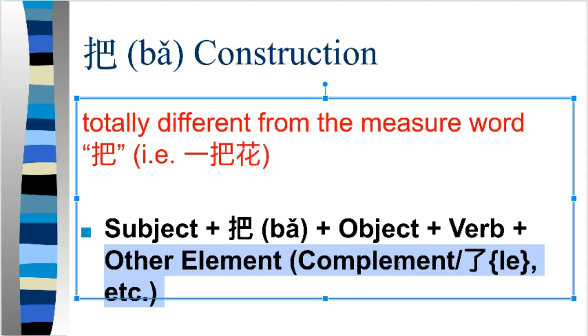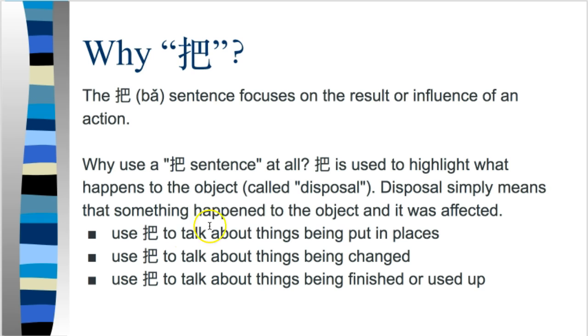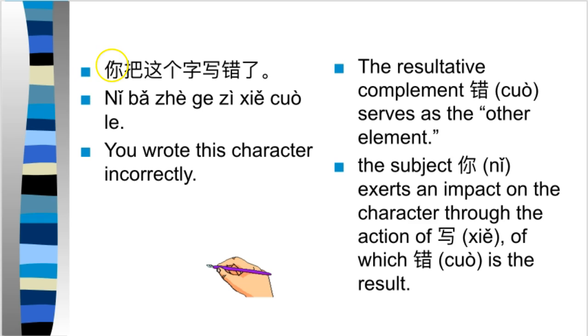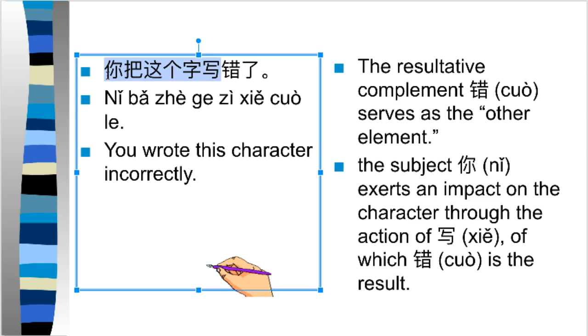What's the reason? Well, because the whole point of the 把 structure is to talk about what happened to the object. So it's not enough just to say there was an action done to the object. You have to explain what happened next. What was the result of that action? So with this sentence, 你把这个字写, you wrote the character and then, well, how was the object disposed of? What happened? The result, using the resultative complement 错, is that it was written wrong.